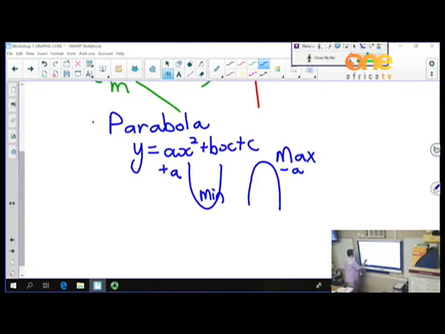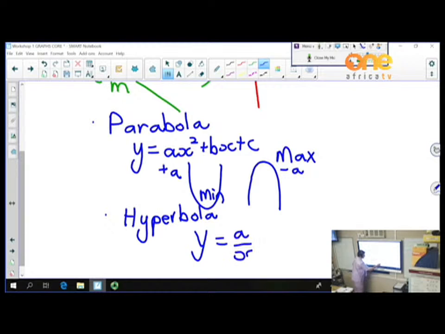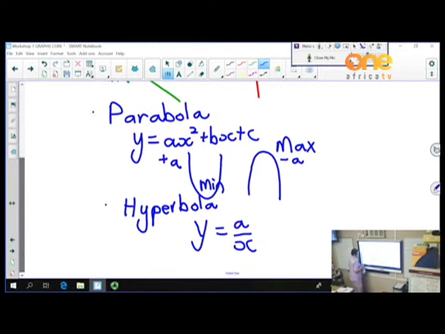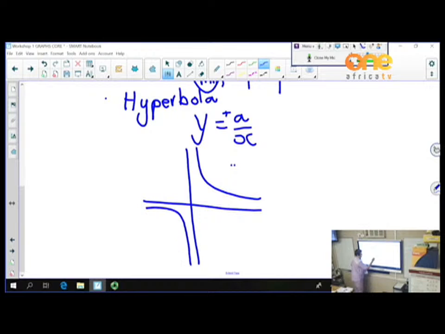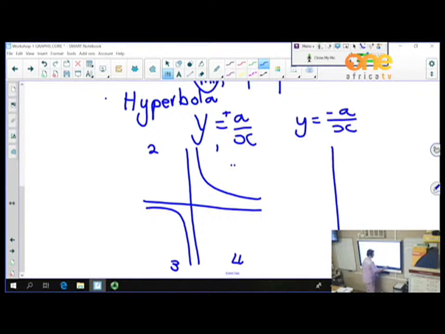And then in the third place, we're going to draw hyperbolas. And the hyperbola equation is y is equal to a over x. And again, if a is positive, then it lies in quadrant 1 and 3. This is 1, 2, 3, 4. Or we can have y is equal to negative a over x, and then they will lie in these quadrants.